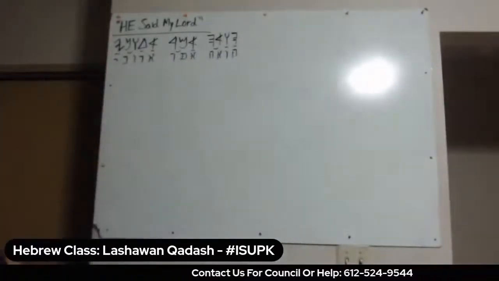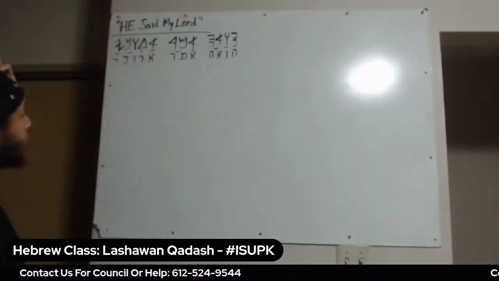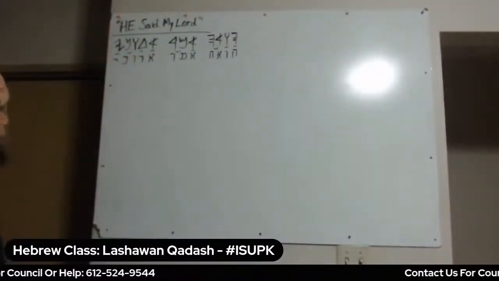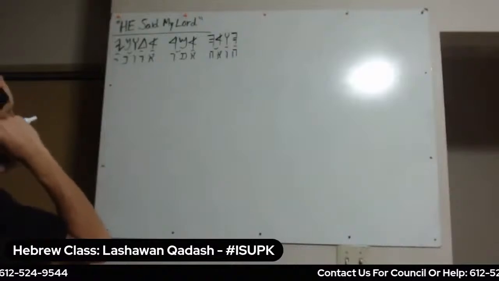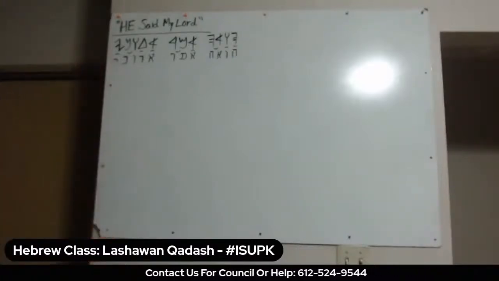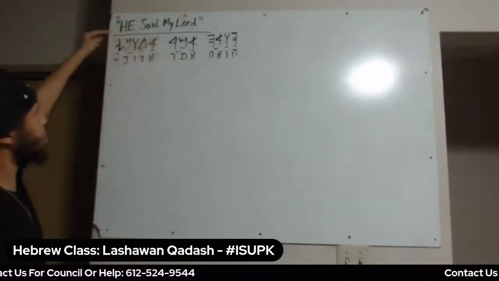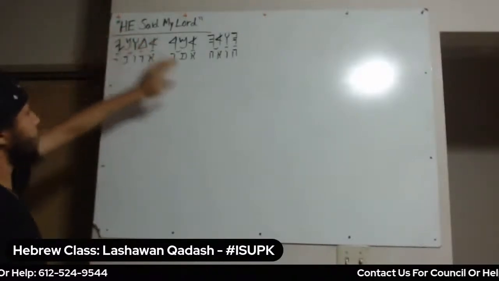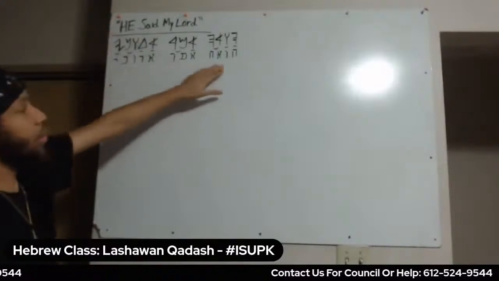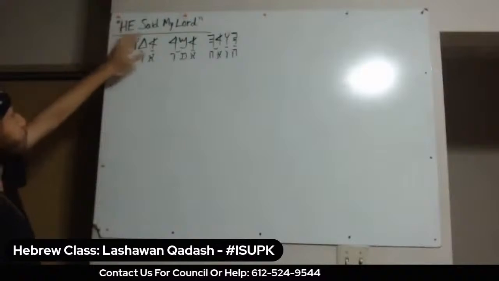So the phrase right here is, he said, my Lord. Or otherwise, my Lord said he. There's a few different ways that you can say it. No matter how you rearrange this, it should always still be the same right here. You can say, my Lord said he, or he said, my Lord.